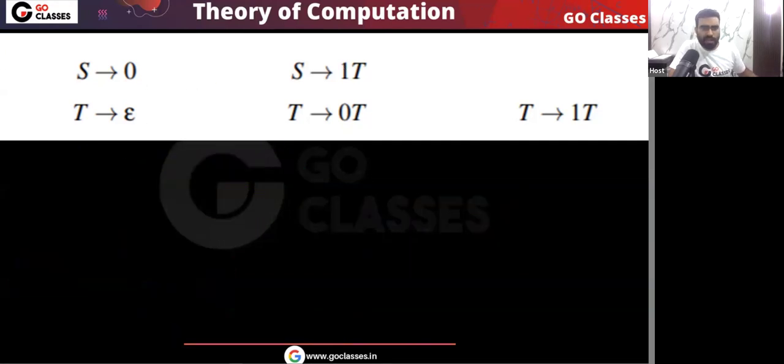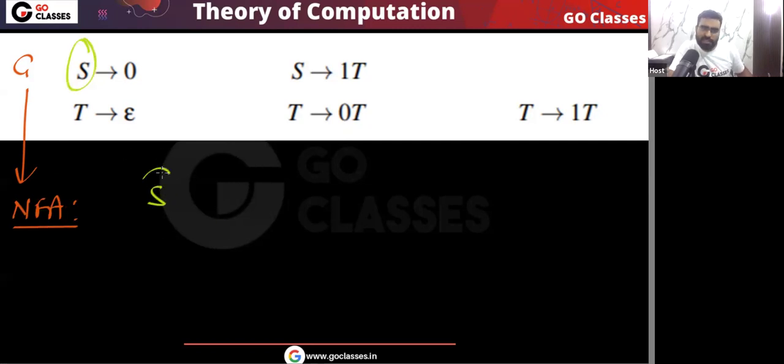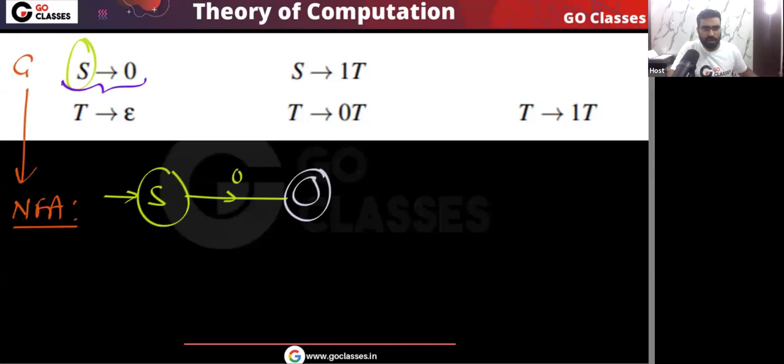There is another method to find the language. Let's find the language L of G. You can convert this G to an NFA and then find the language. This will become the start state. On 0, where are you going? This rule goes to a final state. On 1, we go to state T. T goes to epsilon, so T will become a final state.